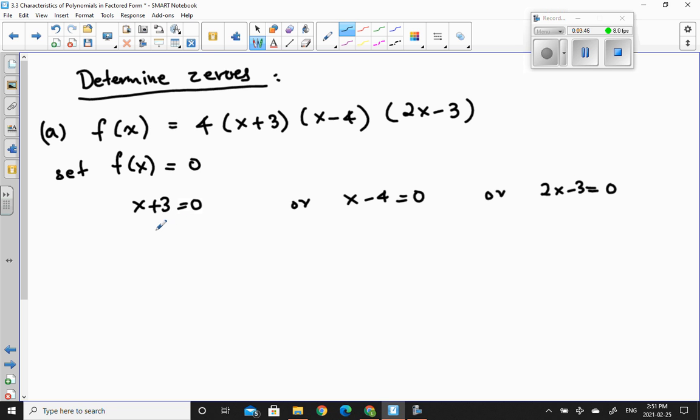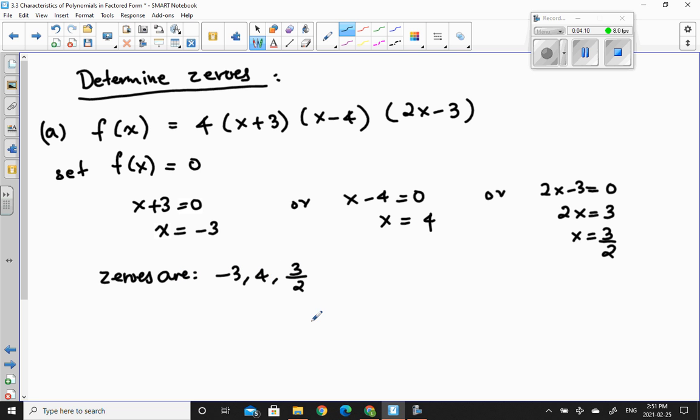If x plus 3 is 0, that means x has a value of -3. If x minus 4 is 0, that means x has a value of 4. And if 2x minus 3 is equal to 0, that means 2x equals 3, x equals 3 over 2. So what are the zeros of this function? The zeros are -3, +4, and 3 over 2. Those are the values that make this function 0.